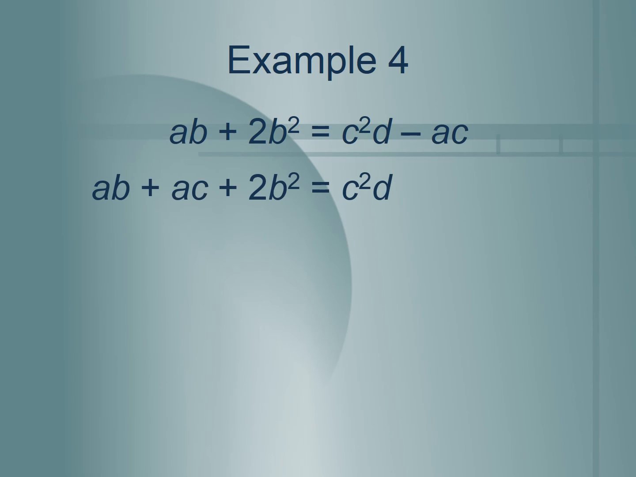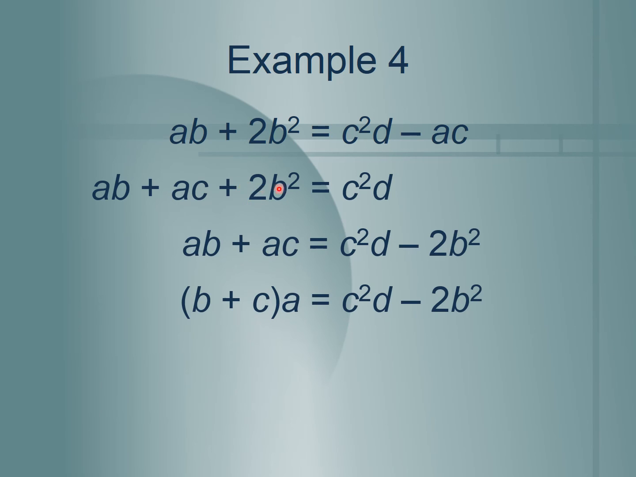It looks like everything is good to go. I'm solving for a. I'm going to go ahead and move the ac to the left-hand side. So I'm going to add ac to both sides. So that means it cancels on the right-hand side, but now I have ac on the left-hand side. And then I want to get rid of this 2b squared on the left-hand side, so I'm going to subtract 2b squared from both sides. So now I have ab plus ac equals c squared d minus 2b squared.